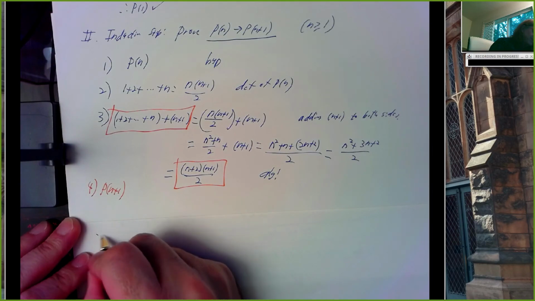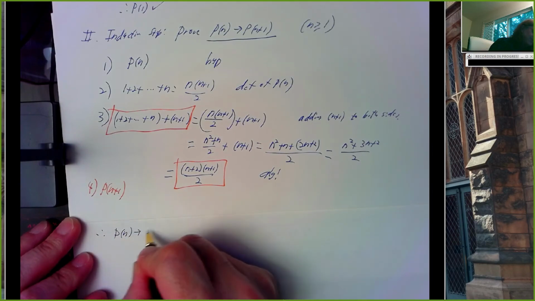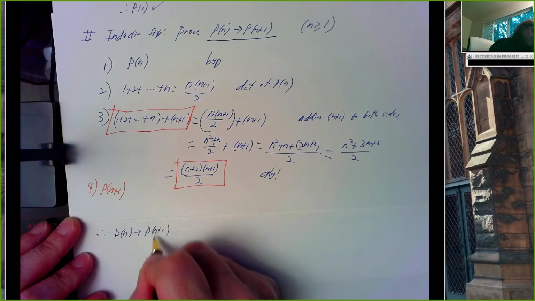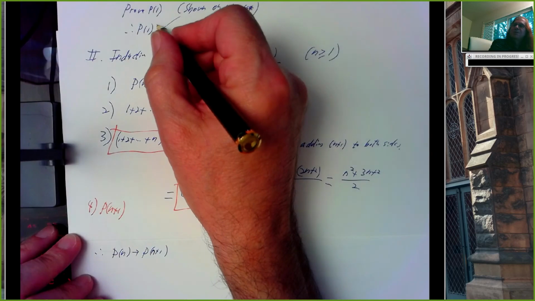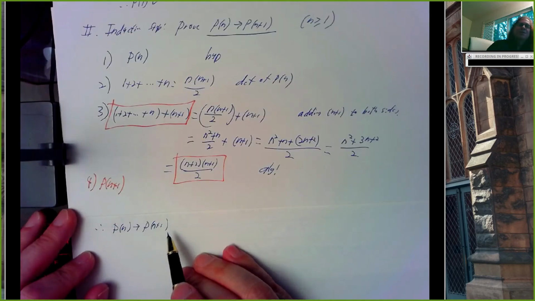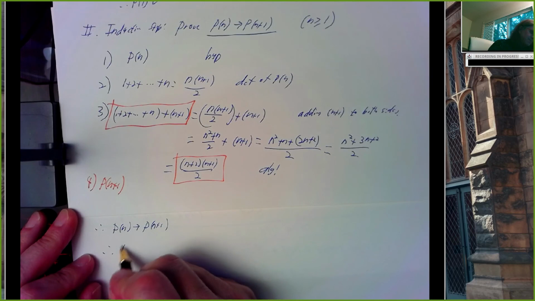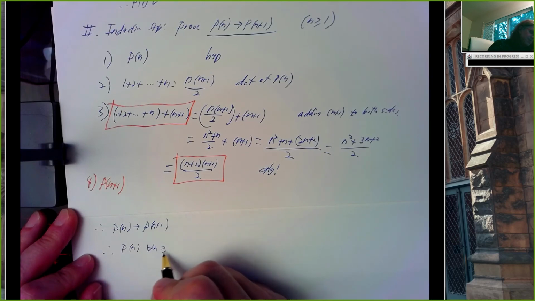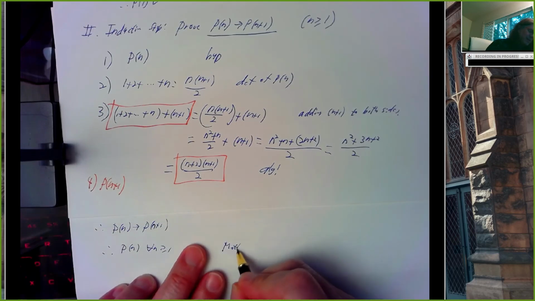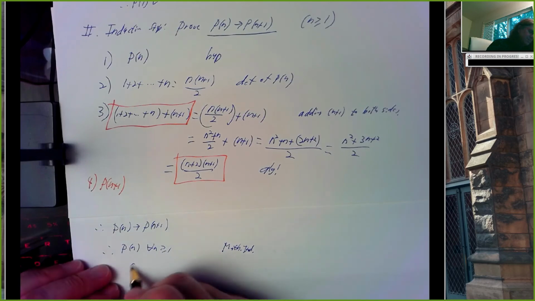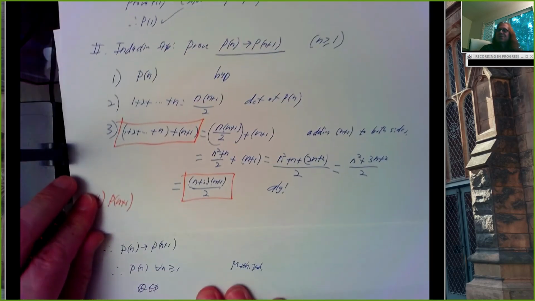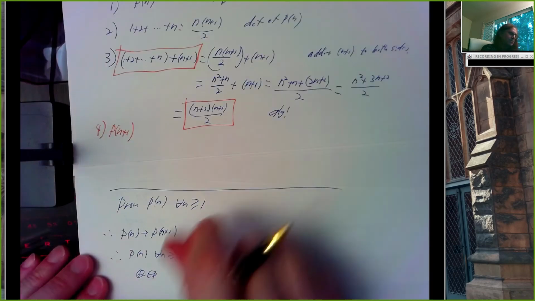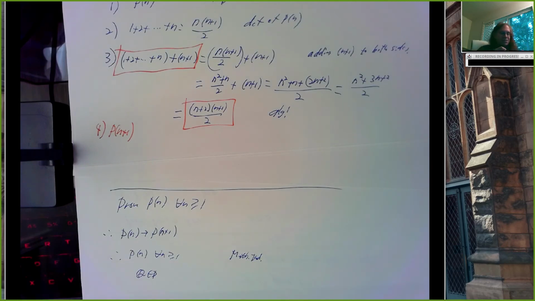So step 5, so I would say therefore P of n implies P of n plus 1. Well, we've proven P of 1, and we've proven P of n implies P of n plus 1. Therefore, P of n for all n bigger than or equal to 1. And the reason for that is mathematical induction. And that's what we were asked to show. We were trying to show P of n for all n bigger than or equal to 1. That's what we just ended up with. So that's an example of a proof by mathematical induction.